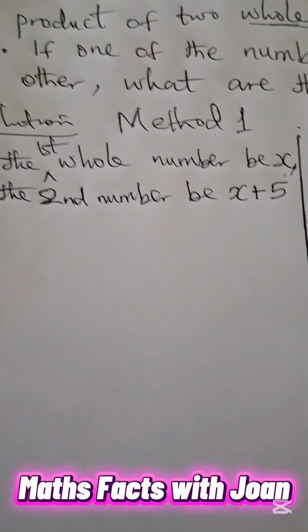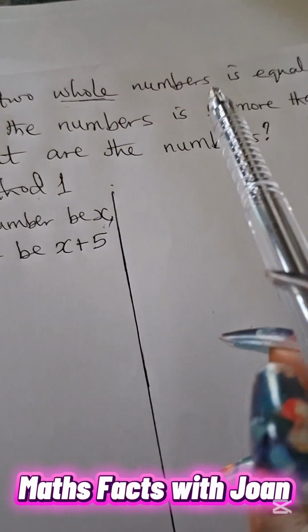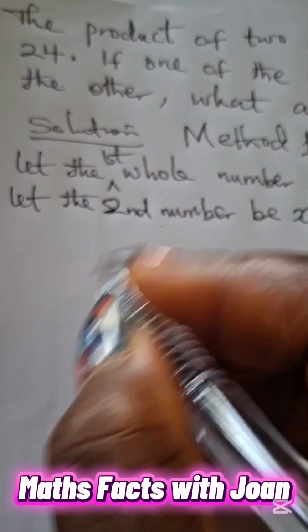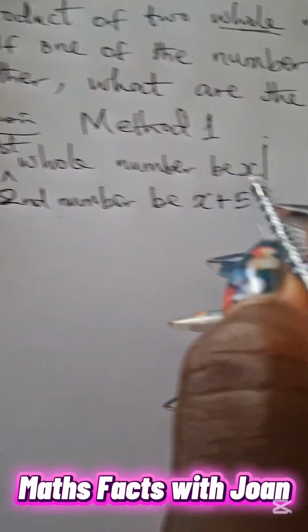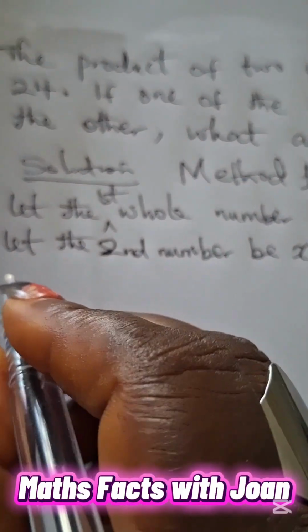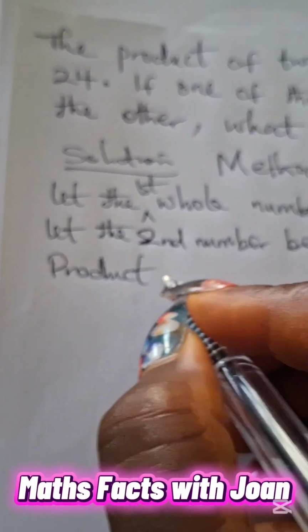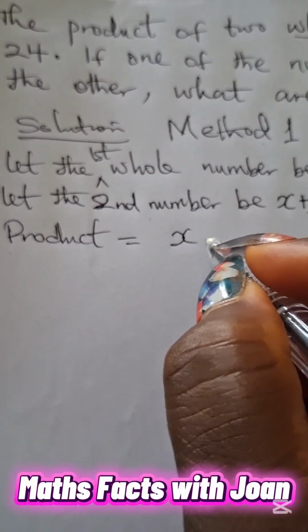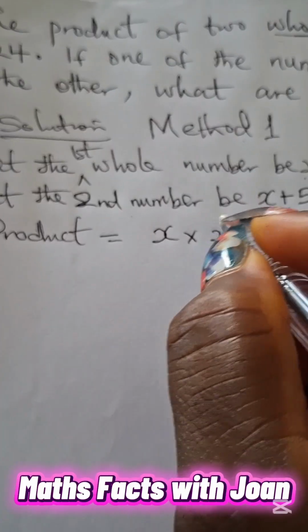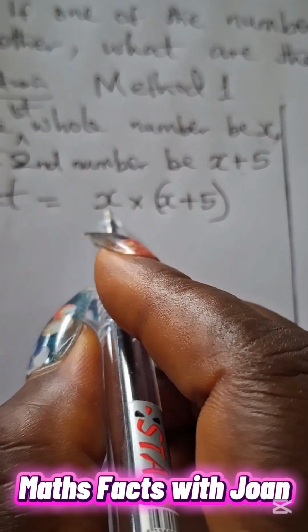Then the next thing they said is the product of the two whole numbers is equal to 24. So product is multiplication. So we have to multiply x and then x plus 5. Product now is equal to x times x plus 5 in brackets. We have to put it in bracket so that we can expand, okay? It's time to open the bracket.